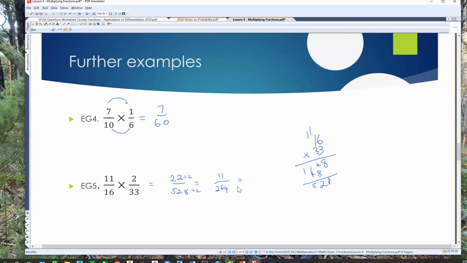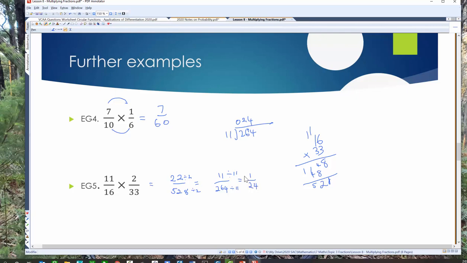Now, believe it or not, I know that 11 is going to go into 264, okay? So I'm going to divide by 11 and divide by 11. 11 goes into 11 once. How many times am I going to get 11 into 264? Well, let's see. 11 goes into 2 0 times. 11 goes into 26 2 times, remainder 4. 11 goes into 44 4 times. So the answer is 1/24.